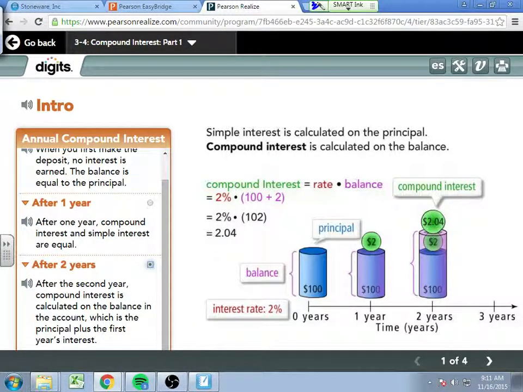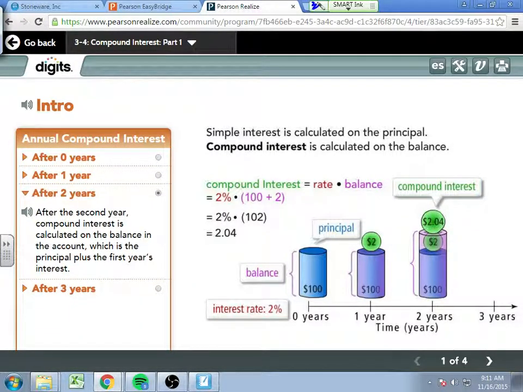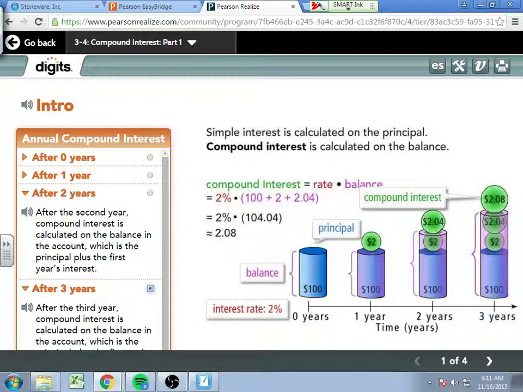And then, I want to see if anybody can guess this. If we made $2.04, and now computing, actually I think it might be on your paper. Did I already give it away? I did already give it away. Now computing off the $104.04, now we make $2.08 with year 3. So every year we leave the money in there, we'll make more and more and more money than the previous year.